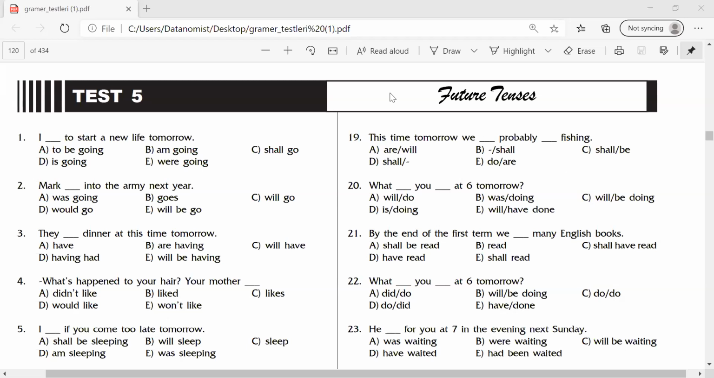But here I would say, yeah, your answer is correct, will go. Also, I can use this. Mark goes into army next year means if it is like a fixed one. But generally here I cannot say it. So there's a probability. There is a chance. Will go, I would say, indirectly means probability. Okay, fine. Next.